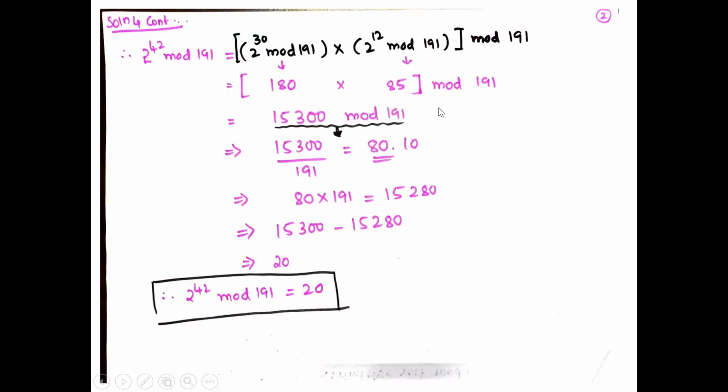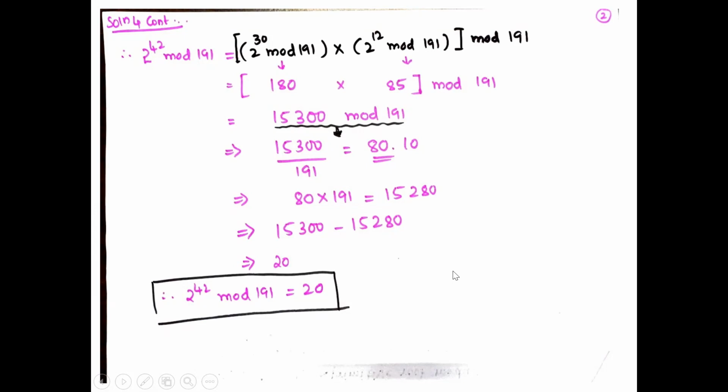Again, employ the same procedure. 15300 by 191 comes around 80.10. Take out that decimal part and multiply with the modulus value. You will get 15280. It has to be subtracted from 15300. That is 15300 minus 15280. The value comes around 20. Therefore, the partial key, that is G raised to A mod P, which is 2 raised to 42 mod 191, is equal to 20.